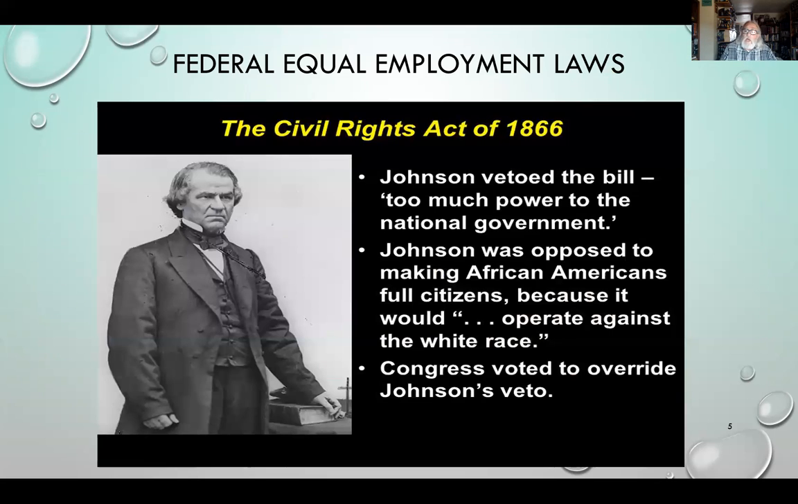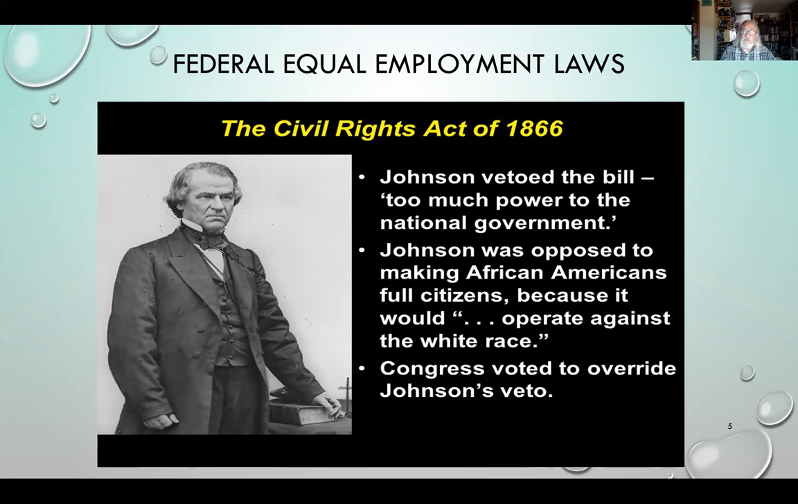What we saw happen shortly thereafter was the Civil Rights Act of 1866 was passed by Congress. And President Johnson, who had taken over after the assassination of Lincoln, vetoed the bill. And he didn't like it for a lot of reasons.